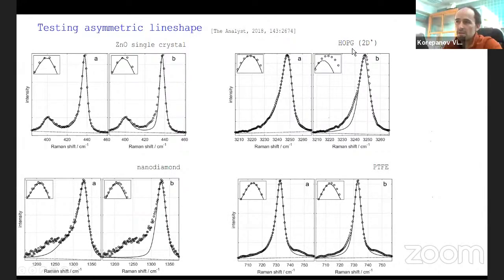And in graphene, in highly oriented pyrolytic graphite, there is a second order band which is also asymmetric, and you can also see that it is much better described by the asymmetric function than the symmetric. In spectra of nanodiamonds, you can also very efficiently analyze it with asymmetric functions, much better than the symmetric. And the same in polymers. In polymers, it is a very common phenomenon that the lines are asymmetric because there is some degree of disorder. And in PTFE, in Teflon, one of the lines is asymmetric, and as you can see, it is much better described with the line shape which I just mentioned.